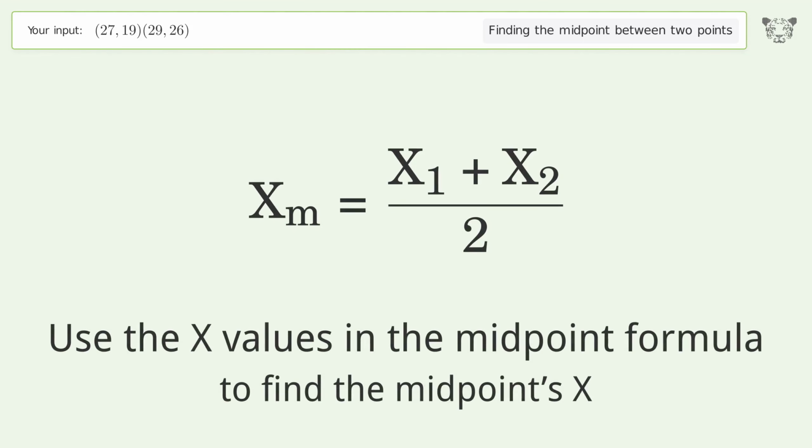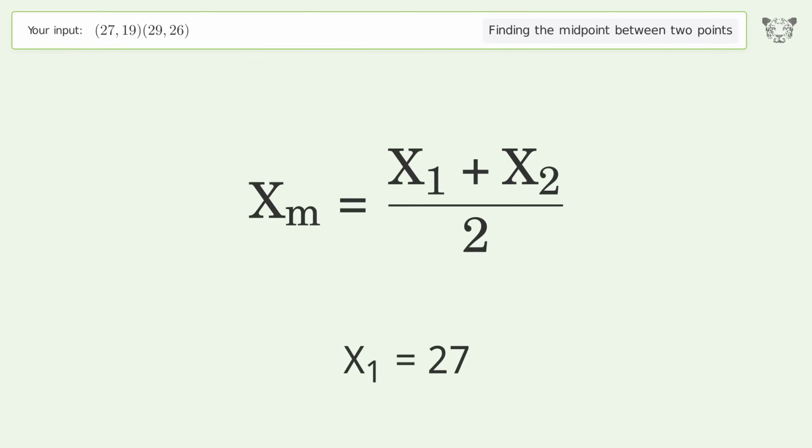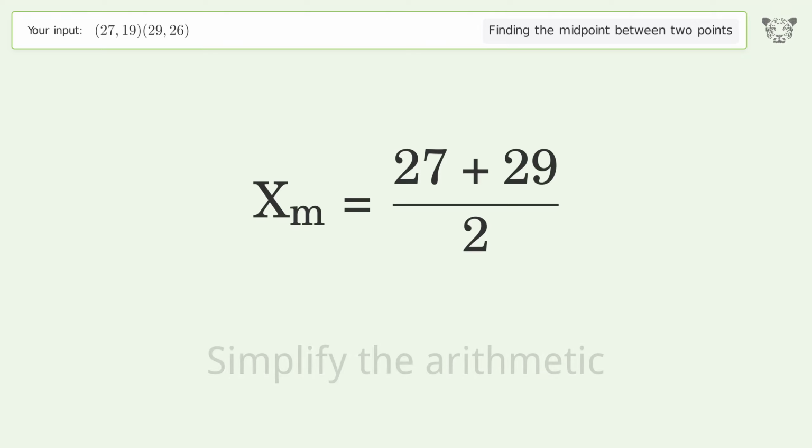Use the x values in the midpoint formula to find the midpoint's x. x1 equals 27. x2 equals 29. Simplify the arithmetic.